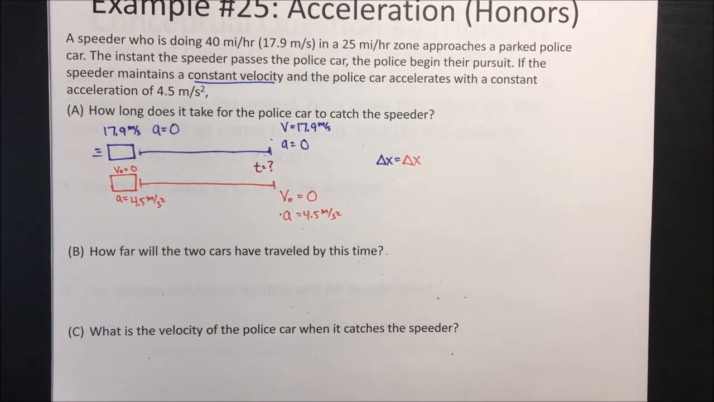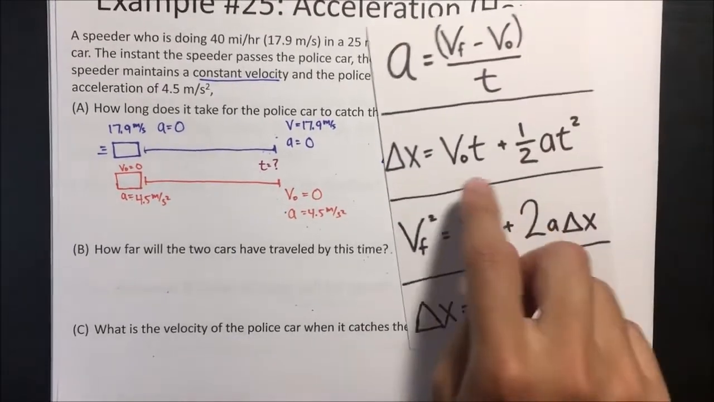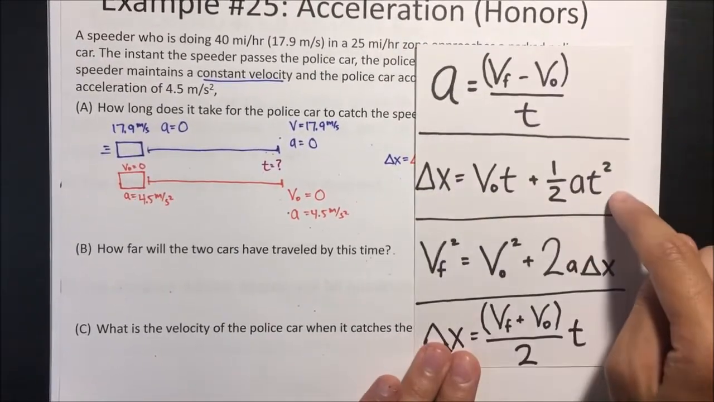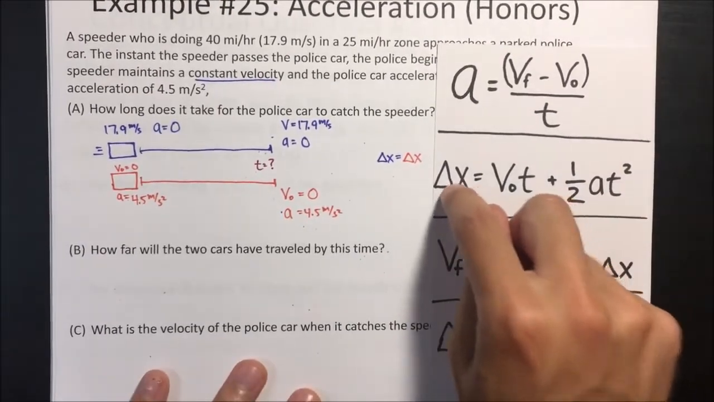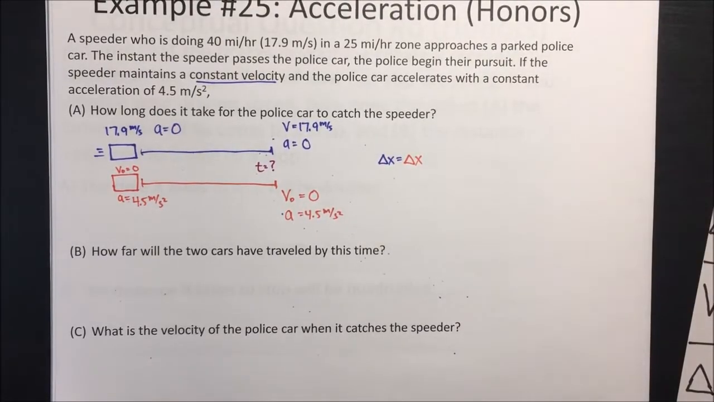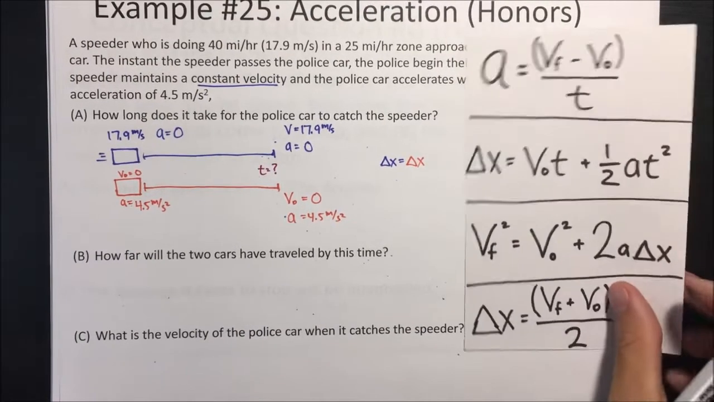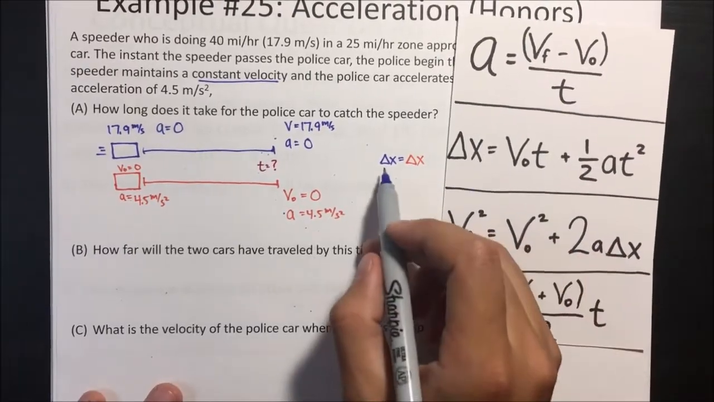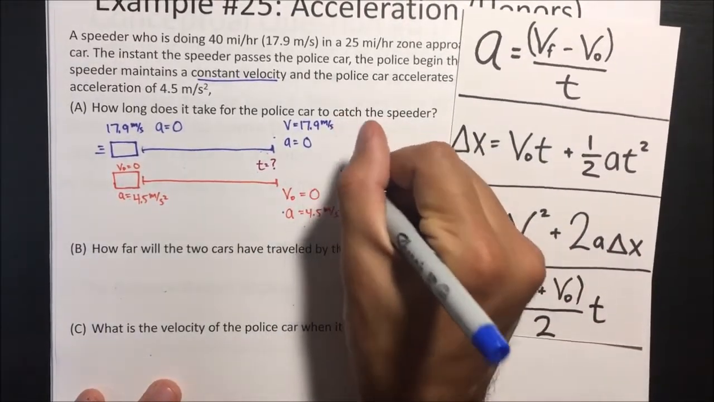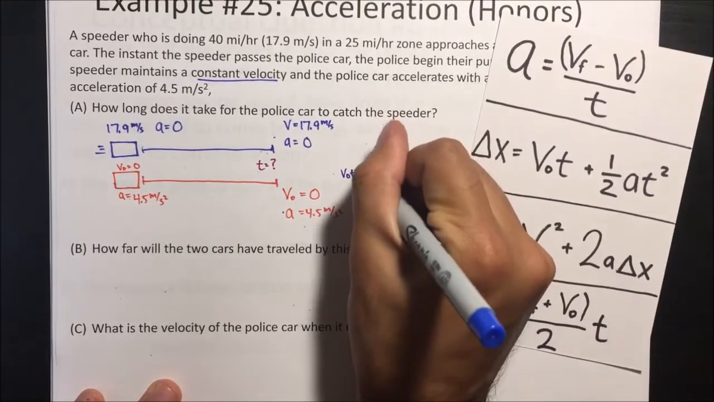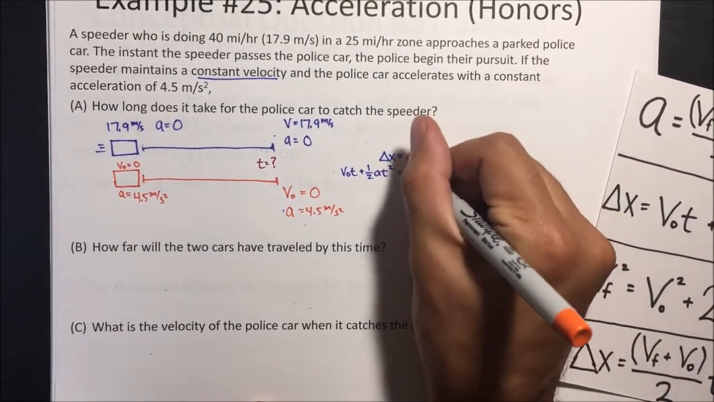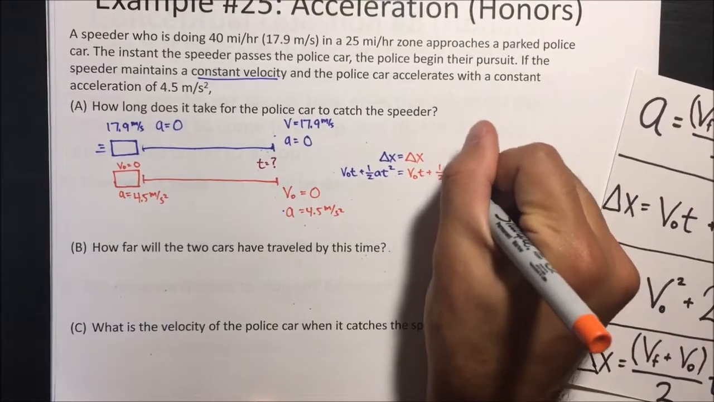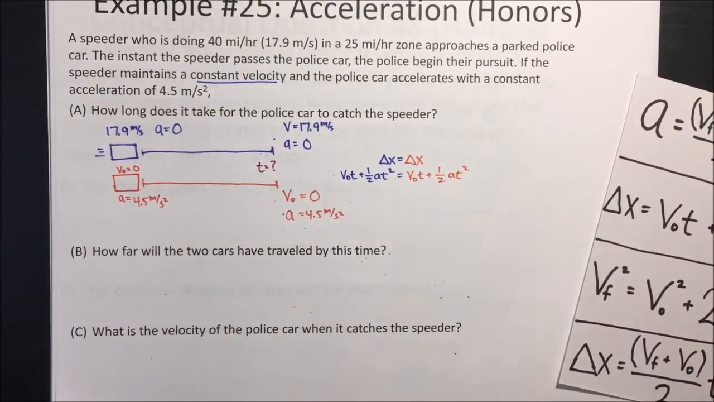Now what we could do then, if we know that, is we could set this equation of the speeder equal to this equation of the police car, since we know this displacement is the same. So for this formula here, I'm just going to put v initial times t plus 1/2 at squared is equal to the displacement of the police car, which is also v initial t plus 1/2 at squared.